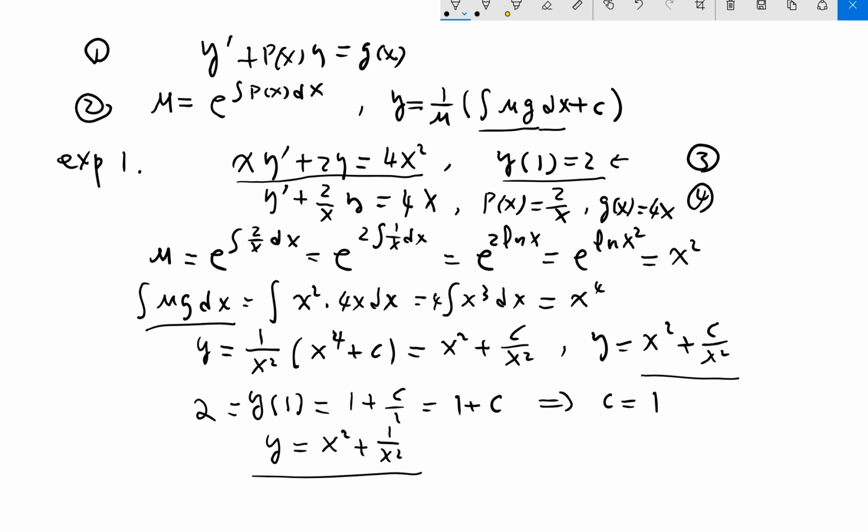Okay. So this example just shows you that if your equations are linear, then we can use formula 2 to solve it. Now let's look at another example. This example is y prime equal to y, and also y(0) equal to 1.